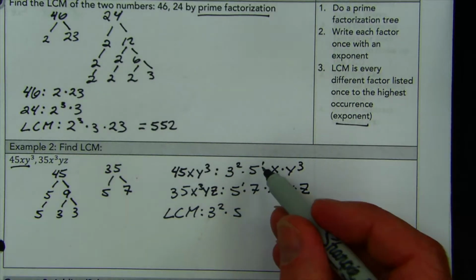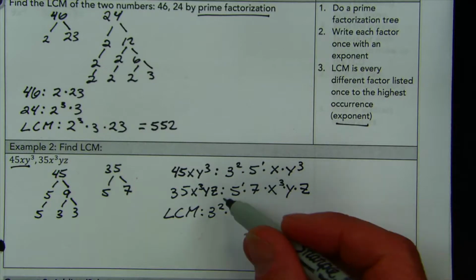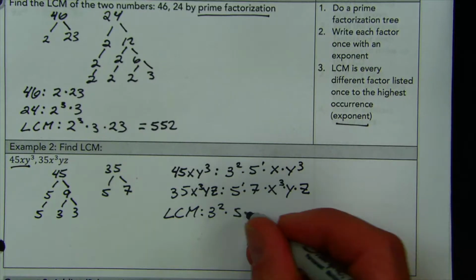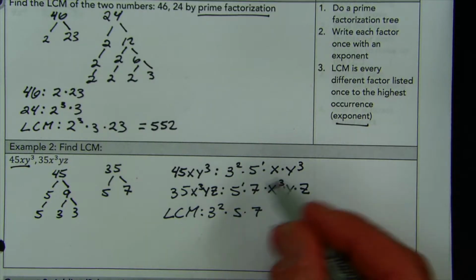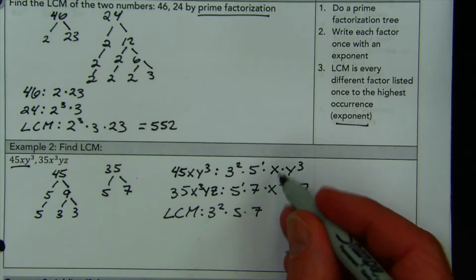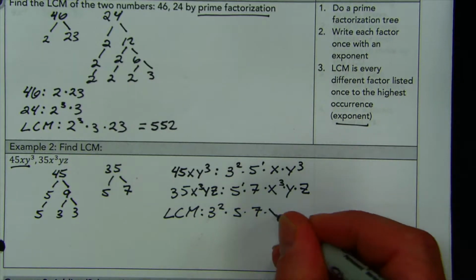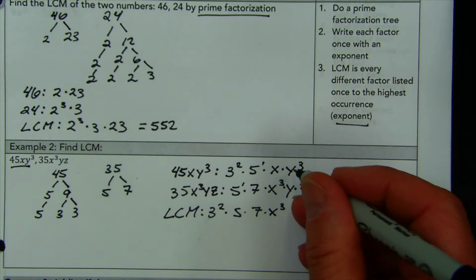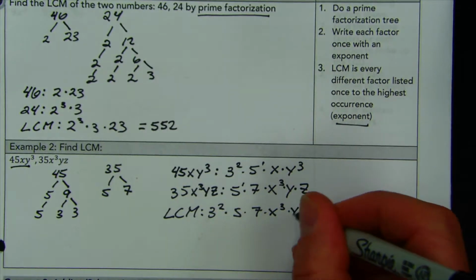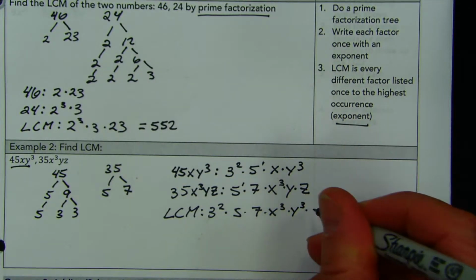Notice I did not write 5 squared. And what other factor do I have? I have 7. Okay, so I'm going to write that. Even though this one doesn't have a 7, I write it in there. I have x. What's the highest power x I'm going to include? X cubed. And y, I'm going to take the highest power, y cubed, and z.